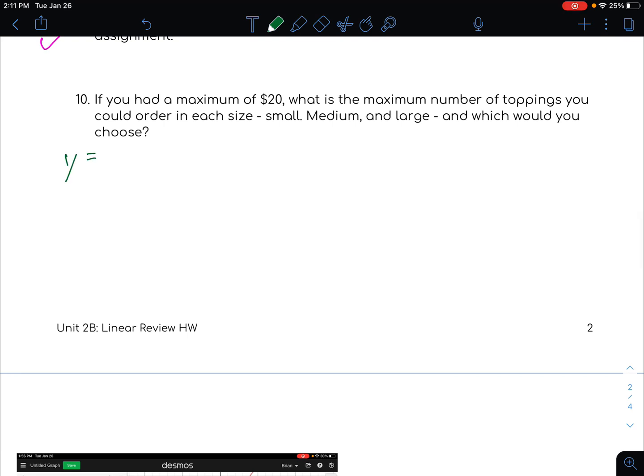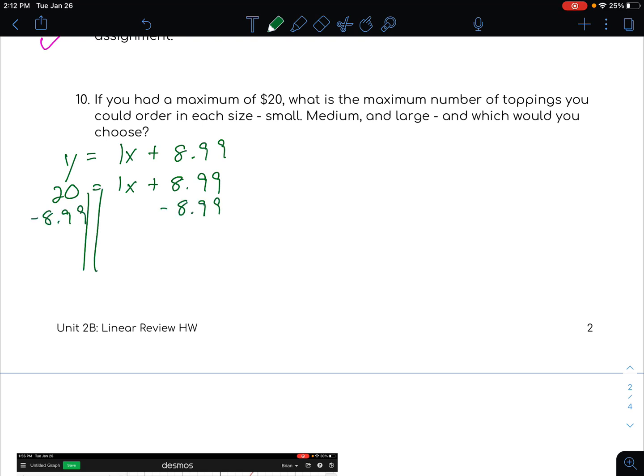So our small equation was y equals 1x plus 8.99. And we're saying if you had $20 to spend, then how many toppings would you have? So we're going to put 20 in for the cost. And let's go ahead and work backwards and solve for the number of toppings. So now we're just going to solve that equation. So let's subtract 8.99 from both sides. That leaves us with 11.01 is equal to 1x. So x is equal to 11, so about 11 toppings. So this is a small.